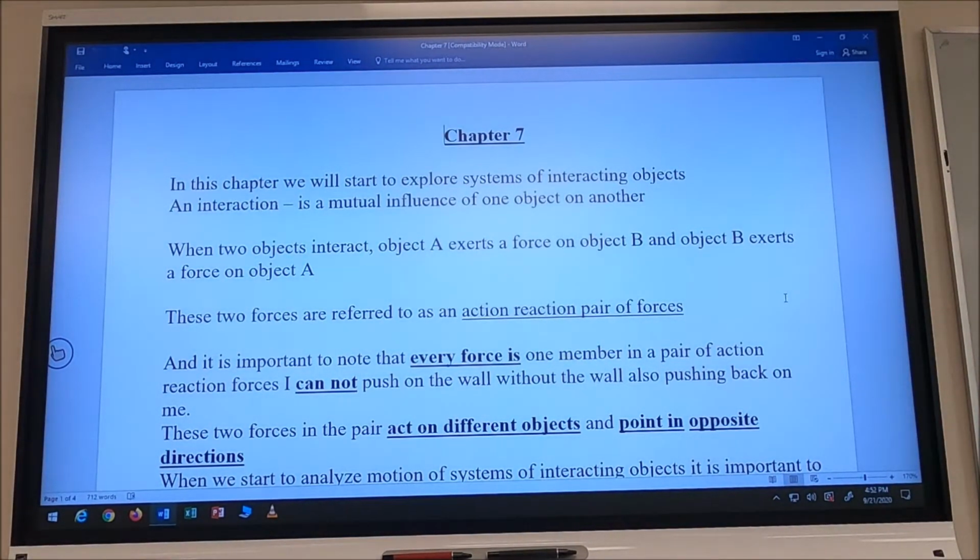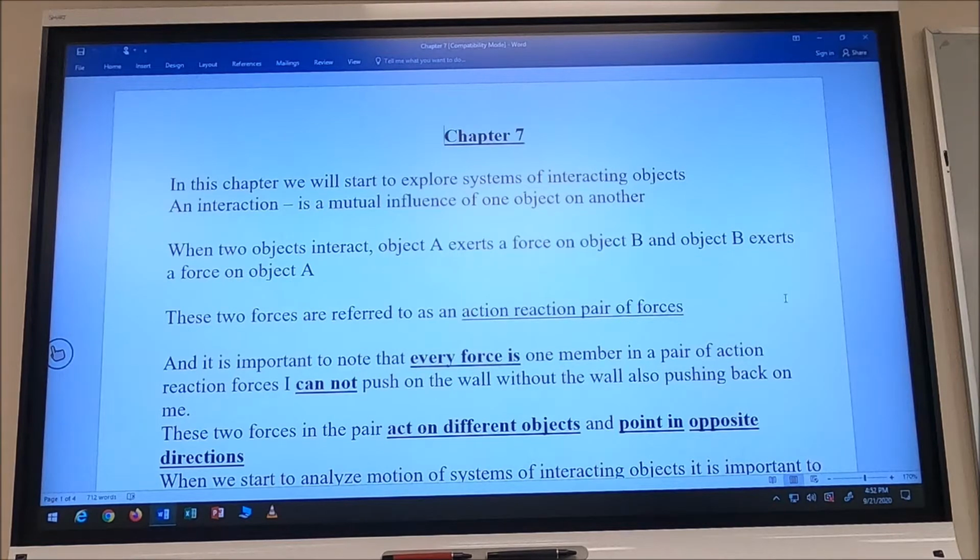Here we are, chapter 7. It's the last chapter that's going to be on test 2. Okay? Now, this chapter is what I call a wind it all up chapter. It's a really good chapter, and it's going to take all of your skills. Okay? In this chapter, we're going to explore systems of interacting objects.